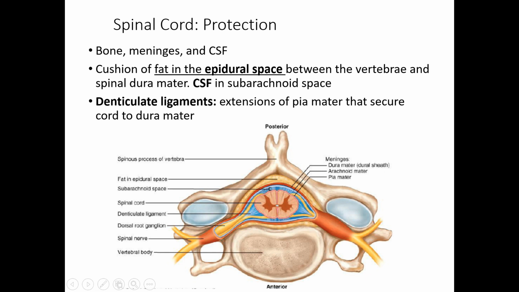Between pia and arachnoid mater, there is the subarachnoid space. Between dura mater and arachnoid mater, there is the subdural space, a tiny space right here. And between dura mater and bone, there is the epidural space. Pay attention that the epidural space with fat is absent in the brain. It exists only around the spinal cord, right here. There are also special tiny ligaments connecting the spinal cord and keeping it in place to secure it, and those are called denticulate ligaments.